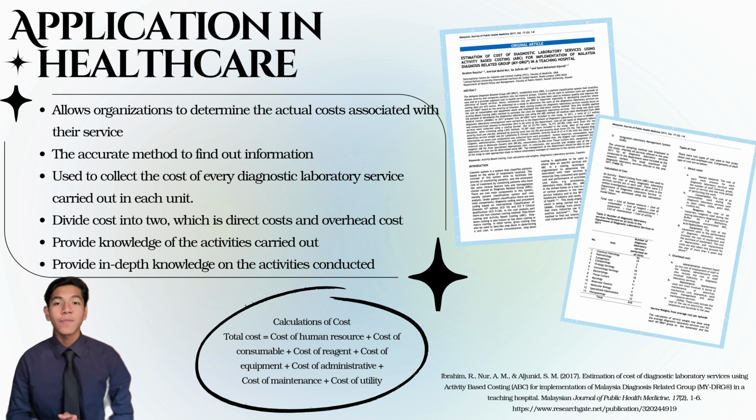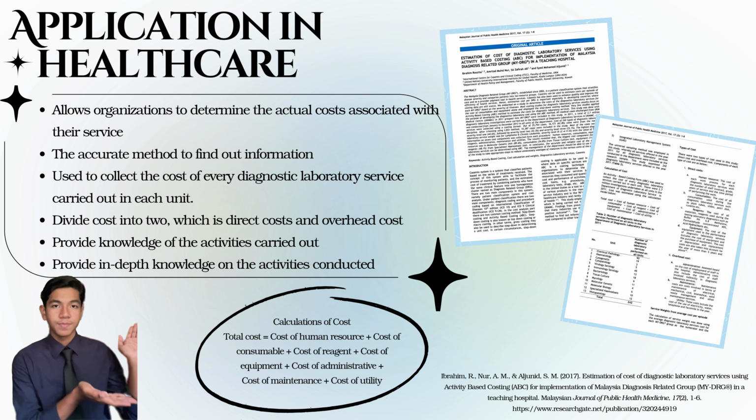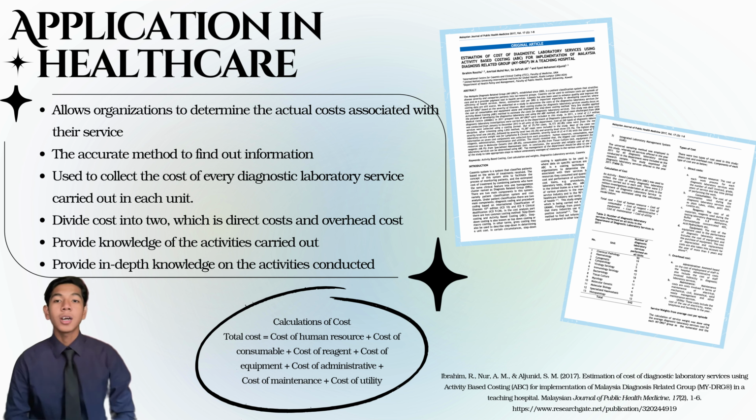Here, I also provide an example of calculation of costing in the slide, which you can see from here. There are also two types of cost stated in this journal. The first one is the direct cost and the second one is overhead cost. The example of direct cost is human resource, consumable, reagent, and equipment. Meanwhile, the example of overhead cost is administrative, maintenance, and utility.